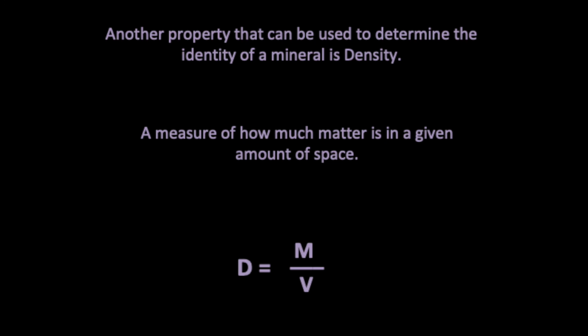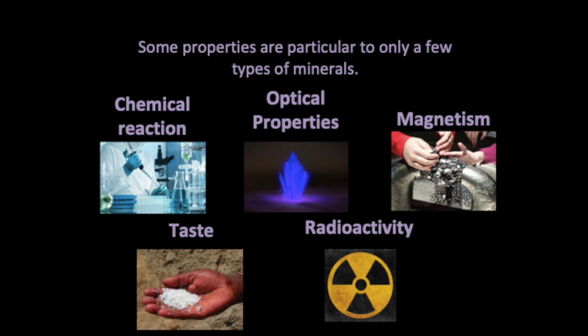you can find its density. Some other notable properties that you can use to identify minerals: a chemical reaction, perhaps vinegar; optical properties, whether or not a black light makes the mineral glow in the dark; magnetism; radioactivity; and finally taste. But we never use taste in the lab because you never know what you're actually tasting, so we never stick any minerals into our mouth.